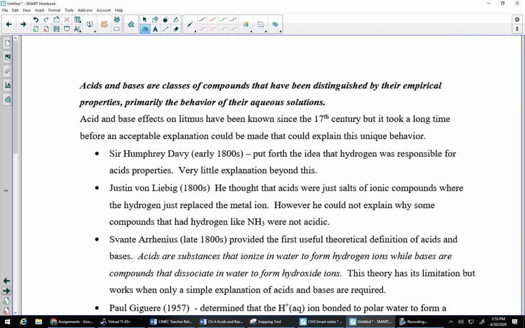Next, it's been a long time since people were trying to figure out acids and bases. Since around the 17th century, at least for the litmus, people had a really hard time explaining acids and bases and exactly how their unique behavior happens. So I'm going to leave this for the most part. If you want to read that, that's good.